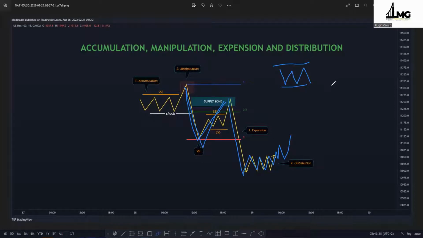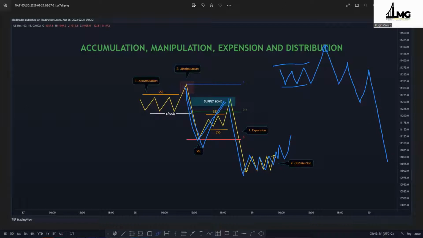Then I wait for London. In London, we tend to see a lot of manipulation. We see London manipulate, then some form of push to the downside, and then an expansion during New York. So that's the accumulation, manipulation, expansion, and distribution pattern. It's quite simple. Usually you want to look for an OTE setup to jump on it, and it's gonna guide you very well for the day.